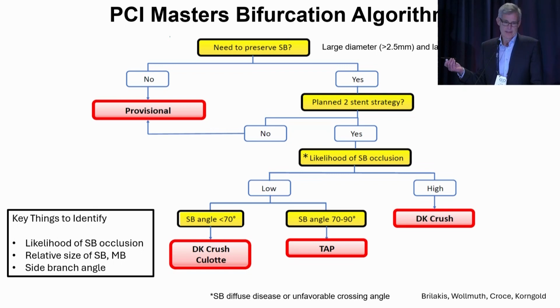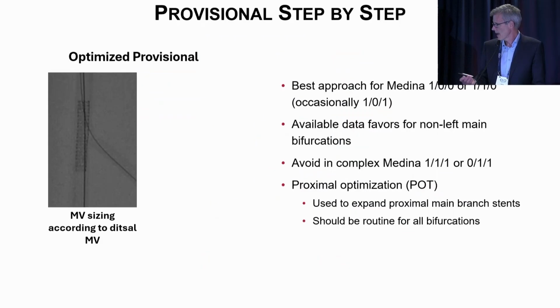If you're thinking it doesn't have high-risk features, it's a Medina 110, it's a broad angle, no, you can go with a provisional strategy. But if you're thinking that you're going to lose the side branch, and most importantly, if there's a risk of losing it when you stent across it, it favors DK crush, which we'll go into a little bit. The two main side branch techniques that we're going to talk about for two-stent techniques are DK crush and Culotte. And we'll also go over TAP a little bit as a bailout.